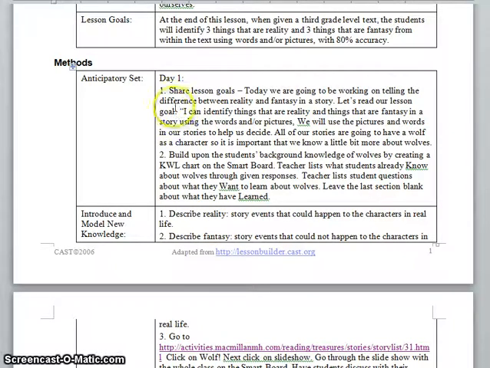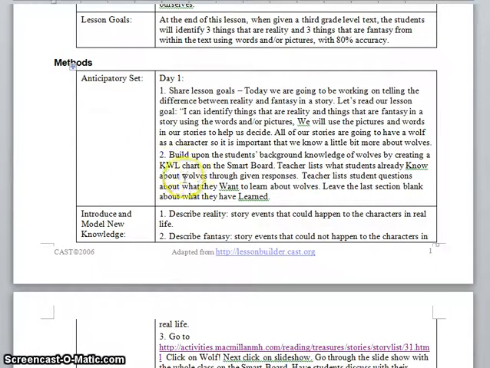I try to put the lesson's goal into kid-friendly terms, and you've probably heard of these as I can statements. For this particular lesson, I said I can identify things that are reality and things that are fantasy in a story using words and/or pictures. The students will use the pictures and words in the stories to help them decide. This makes it clear the students are having to look for words that help tell them whether it's reality or fantasy, and they're also going to be looking at the illustration.